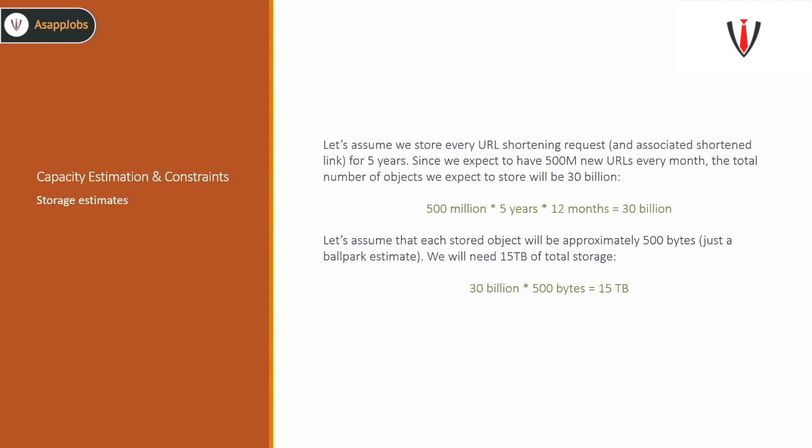Of course, this number that you come up with should also be well defined when you design your objects, right? So you will know the exact numbers. But for now, you can just take a ballpark number and say, you know what, we need like 15 TB of local storage. So now you know about the traffic estimates. You know about the storage estimates.